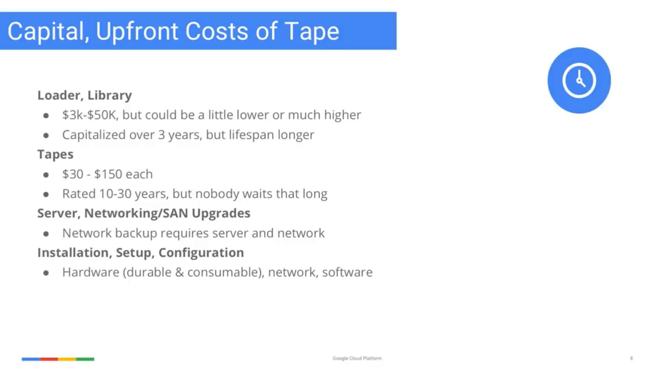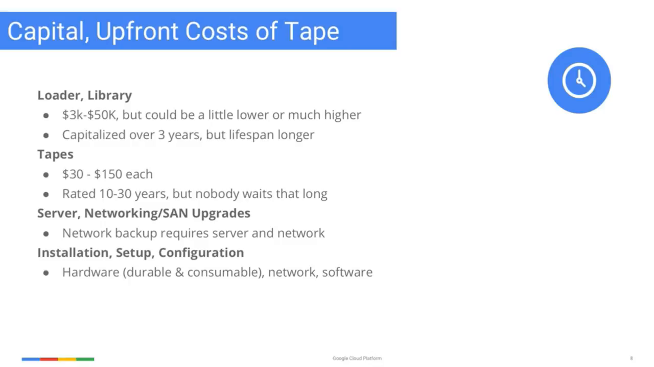The next thing that people think about in terms of upfront cost is tapes, right? You need to buy tapes upfront, both for your backup and archival. And this can significantly vary depending on what your backup schedules are. Generally you might pay somewhere between $30 and $150. I think the street price for an LTO-6 is around $30 and an LTO-7 is up around $130, $140 right now. They're rated for long periods of time, but very few sophisticated people that I know actually trust those long periods of time.